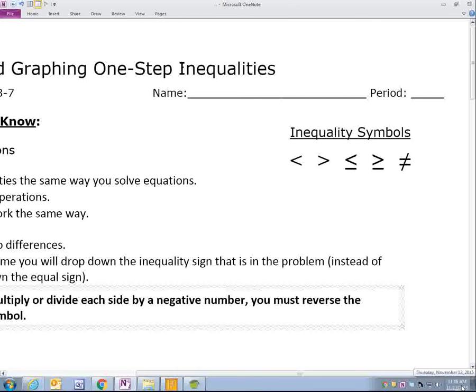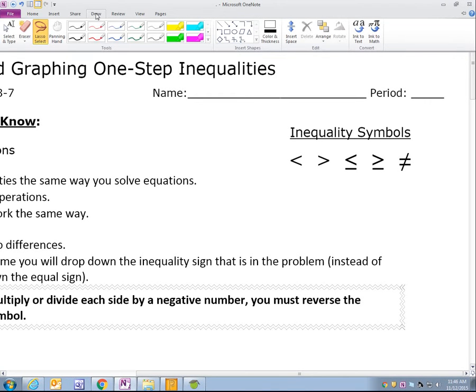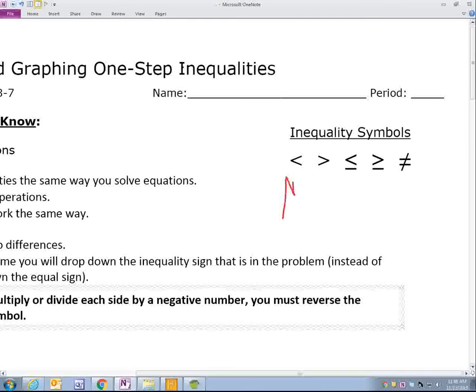The inequality symbols. Just to remind you, you guys have had this a lot. This first one here is less than. The next one is greater than. The next one is something new, possibly: less than or equal to, and this one is greater than or equal to, and this equal sign with a line through it means not equal.